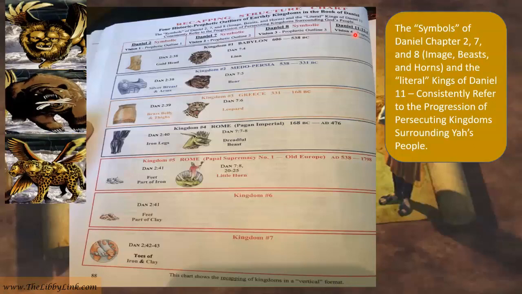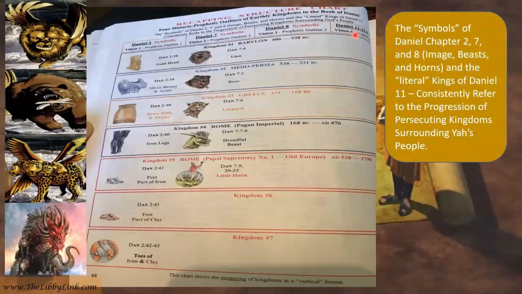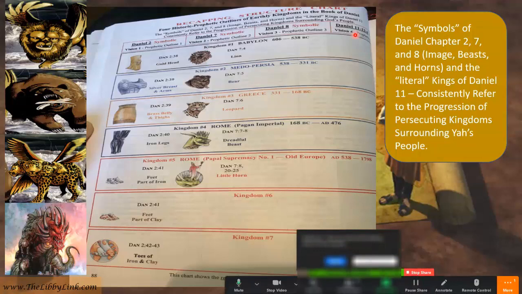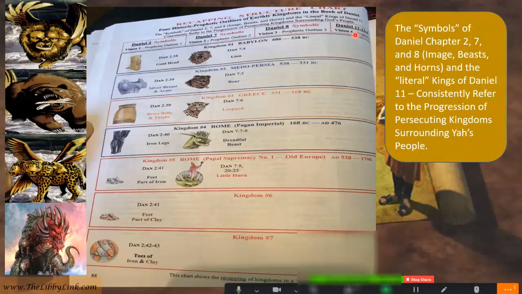Now keep in mind the recapping structure chart again will display the symbols, the images, the beast, and the horns. So the recapping structure chart is different than the other structure charts evaluating the heavenly visions and so forth.